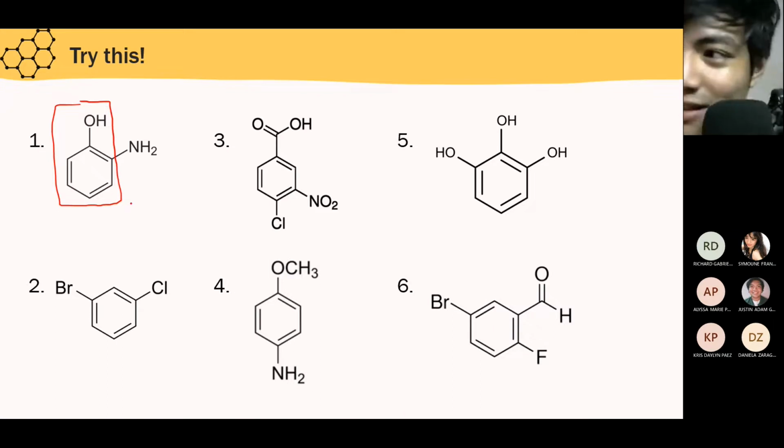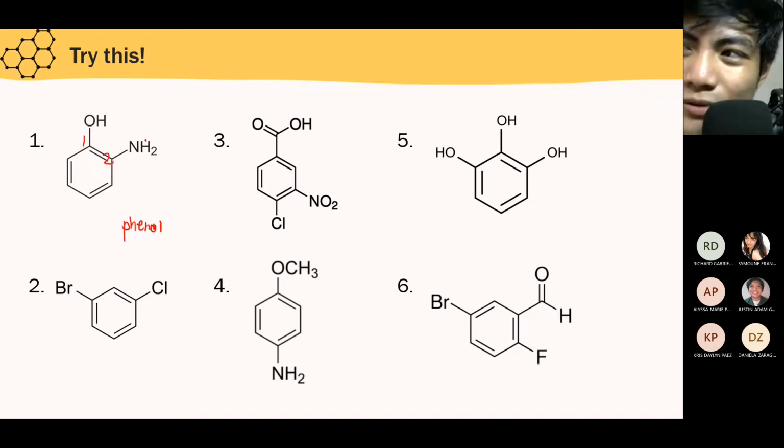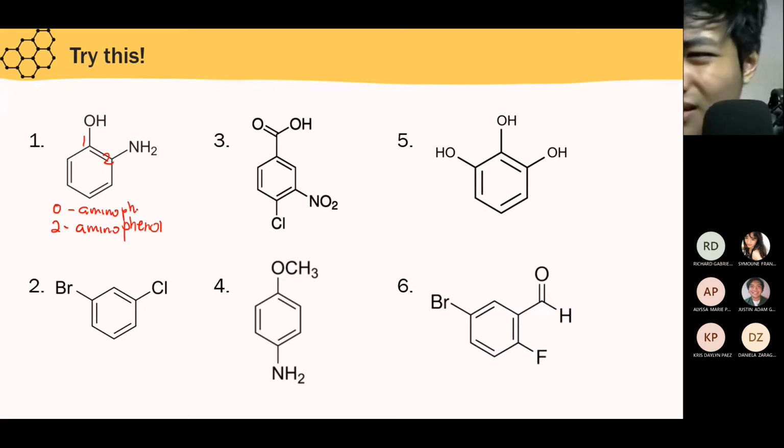The name of this compound is... Siyempre, sulat mo muna yung parent name. And you have your amino substituent at the second carbon. So this can be named as 2-aminophenol. You can name it as 2-aminophenol. Ano pa yung pwedeng name dyan? Since ang substituents ay nasa carbon 1 and 2, you can name it as ortho-aminophenol. Okay? So yan. Madaming version ng names. Okay? So yan. Pwedeng ortho-aminophenol, pwede rin naman 2-aminophenol. Okay?